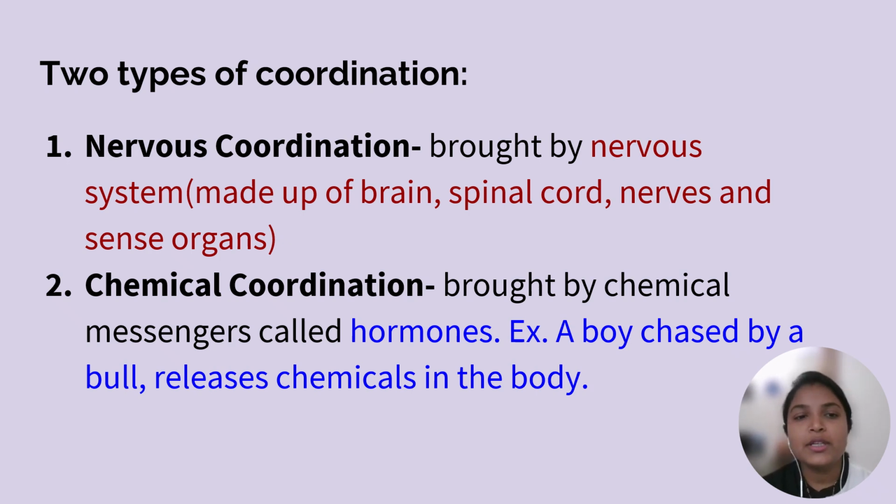Now, nervous coordination, as the name itself suggests, nervous means everything related to the spinal cord, the nerves, and the sense organs, the neurons. All right, so nervous coordination is brought about by the nervous system, and chemical coordination, as the name itself suggests, is brought about by chemical messengers. Chemical messenger means the hormones that are released into the bloodstream.